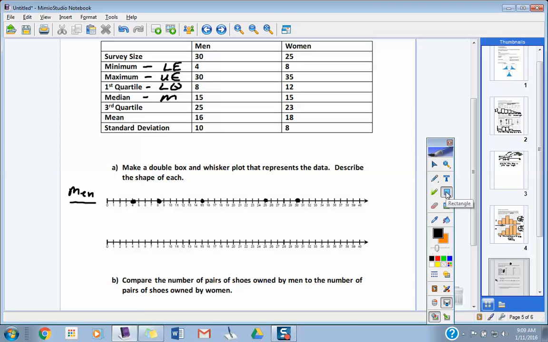I'll put a box around the quartiles. So there's that box right there. And I'll highlight my whiskers. Guys, how about the shape of that? Is that skewed one way or the other, or is that pretty symmetric? Length of the whiskers about the same, or are they different? About the same, so that'd be a pretty symmetric graph right there, right? Pretty symmetric there.